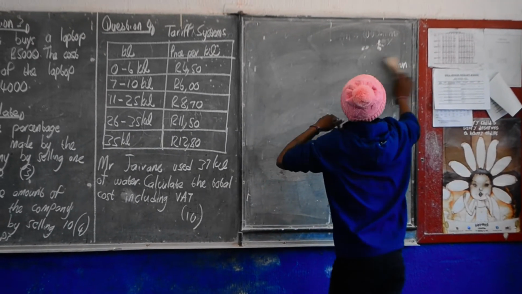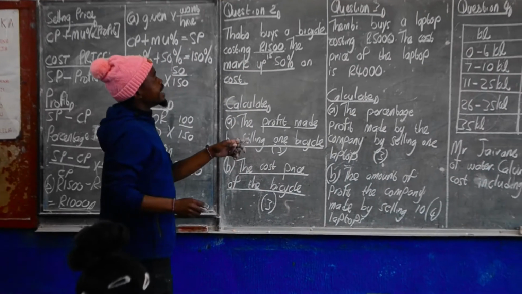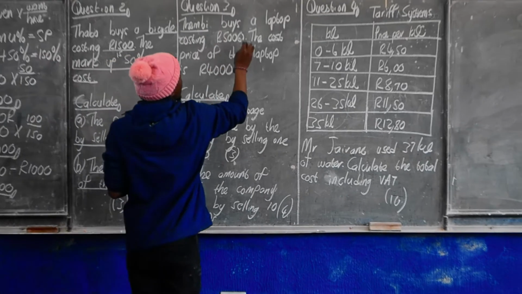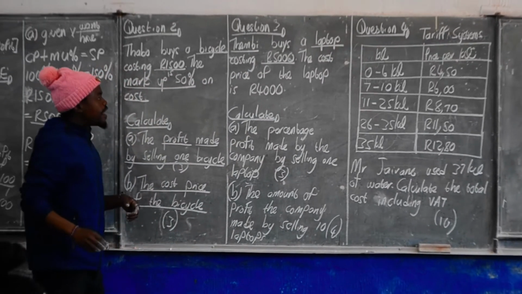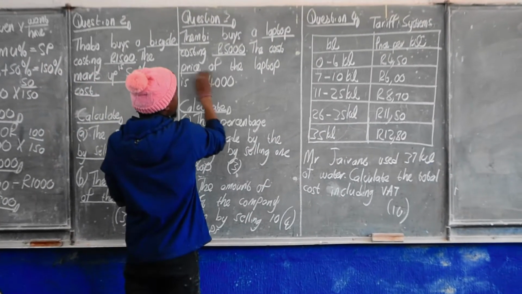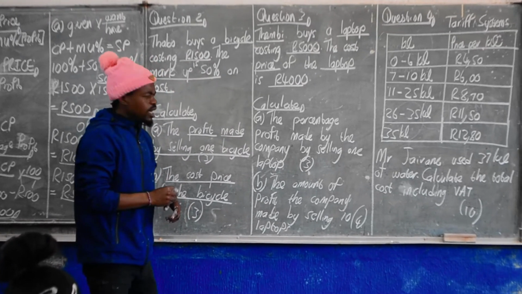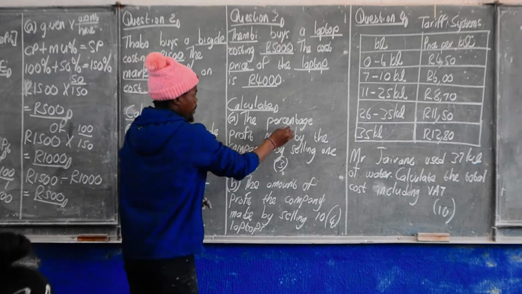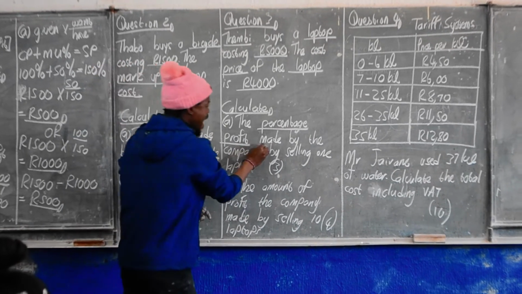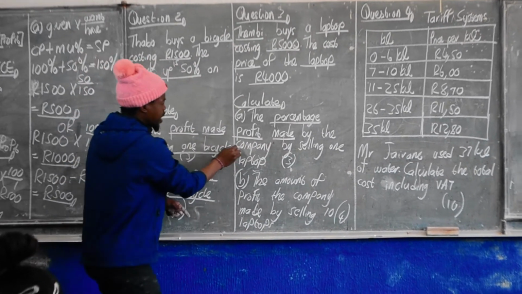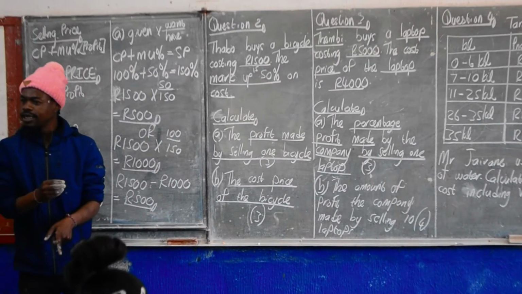Question 3. Question 3, what did they say? Chaba buys a laptop, right? Costing how much? 5,000. The cost price of the laptop is how much? 4,000. Right? So now what should I calculate? The percentage profit, right? Made by the company by selling one laptop. Are we clear?